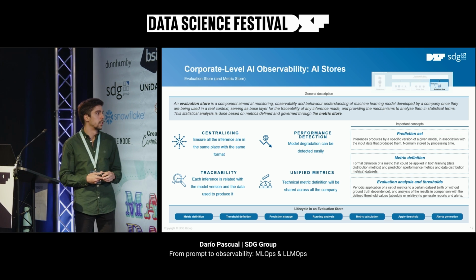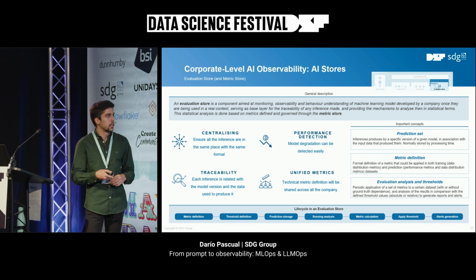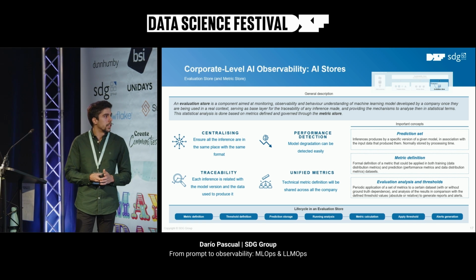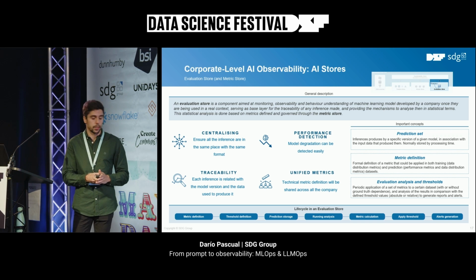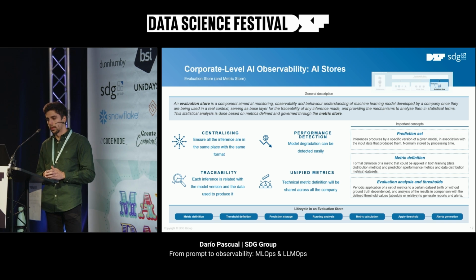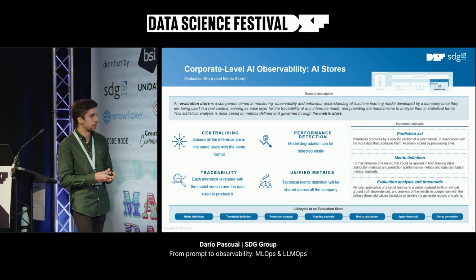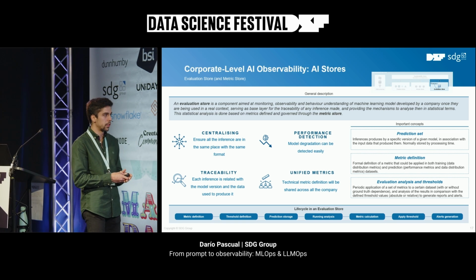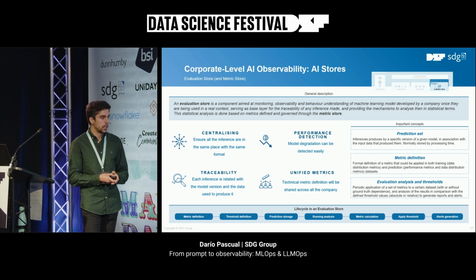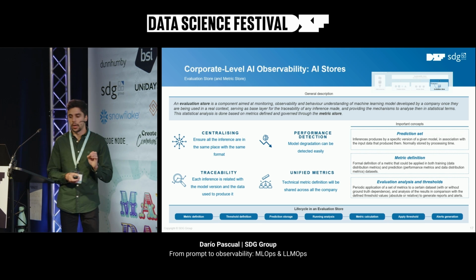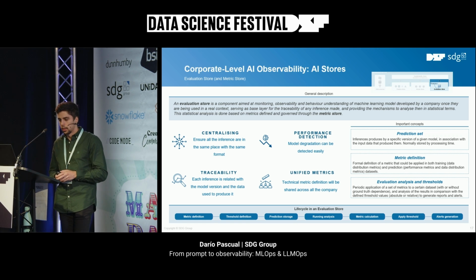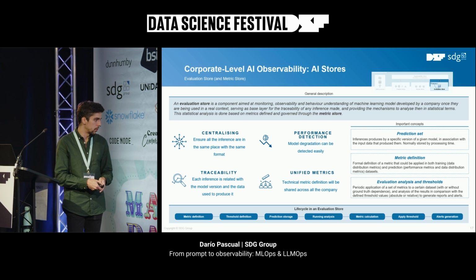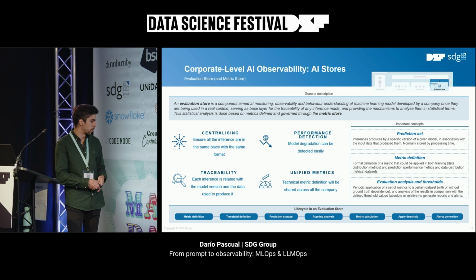So the important things here in an evaluation store are the prediction set, which stores all the inferences in association with the input data that produce them; the metric definition, which, as I said, are formal definitions of metrics that could be applied for the training data or the predictions; and the evaluation analysis and thresholds, which are periodic application of a set of metrics to a data set.